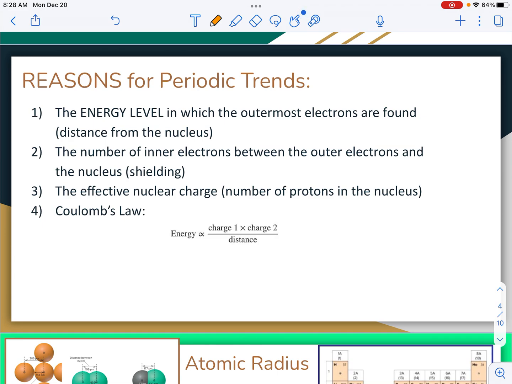And this becomes really important as you go down groups, as you're talking about adding an energy level, because not only are they farther apart from the nucleus, but they're also shielded from the nucleus. And then finally, the effective nuclear charge is based on the number of protons in the nucleus. And so as you add protons to each atom, the charge of the nucleus increases. This, of course, increases the force of attraction. So we're basing all of our patterns on the periodic table on these three things. And so it's really important that you always have these in mind.